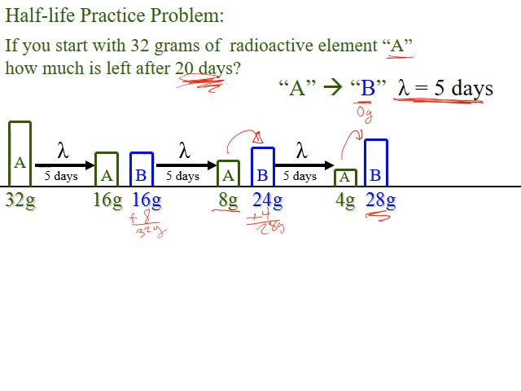Now, how long have we been waiting so far? Well, so far we've gone through 3 half-lives. 1, 2, 3. So we've waited 15 days. I asked for 20 days, so we need to go for one more half-life. So what's the final answer going to be?